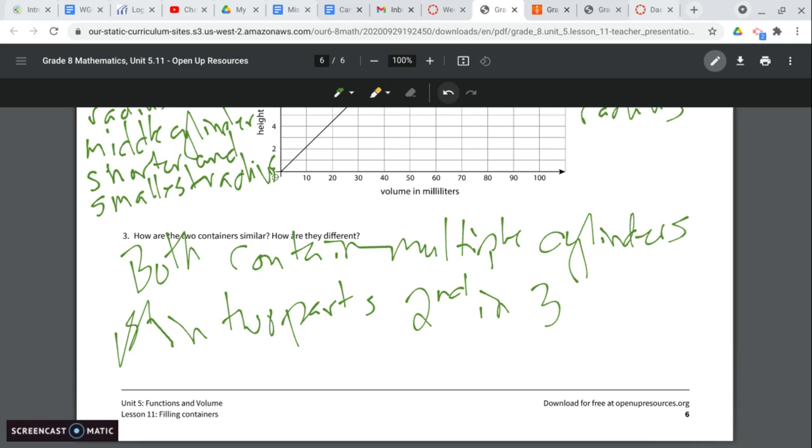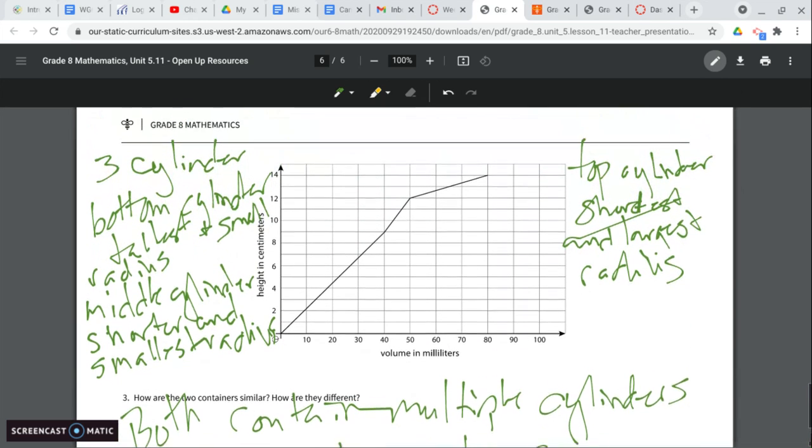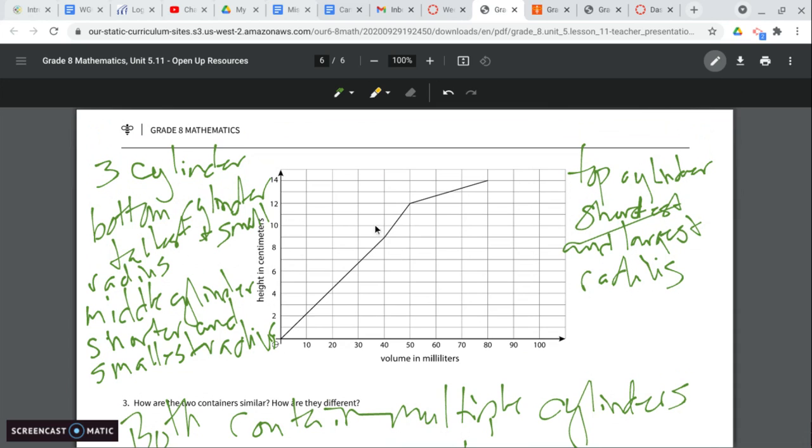But this is what it looks like in comparing sizes of cylinders to their graphs of volume versus height. The steeper it is, that means the smaller the radius. And the shallower it is, like this here, that's going to be the larger the radius. So your keyword for this lesson is volume. Volume is your keyword for this lesson.